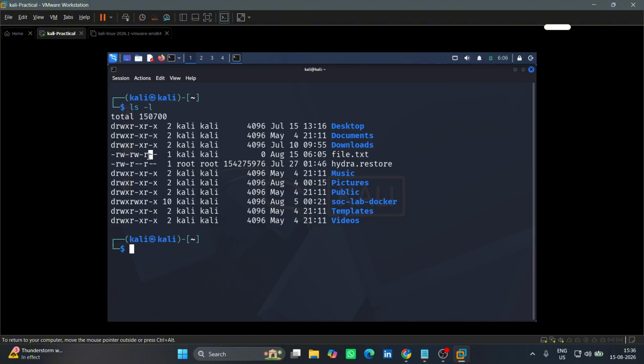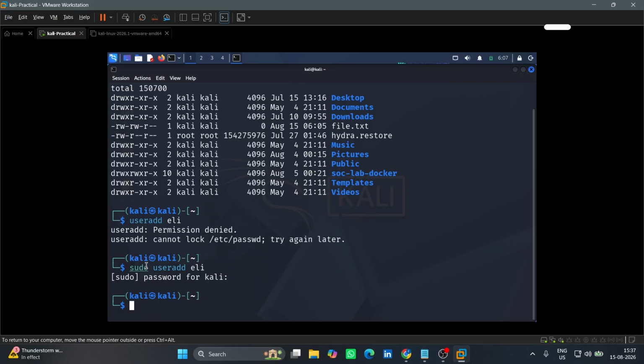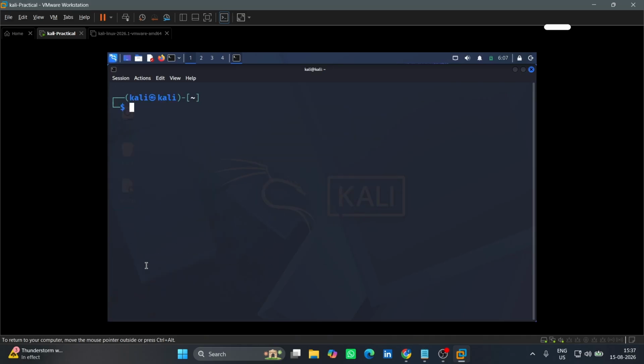Like, there is another user, right? Maybe named Ali, and he wants to change this file, right? He wants to make changes in this particular file. Okay, let's create it. sudo useradd Ali. Okay, take a look.